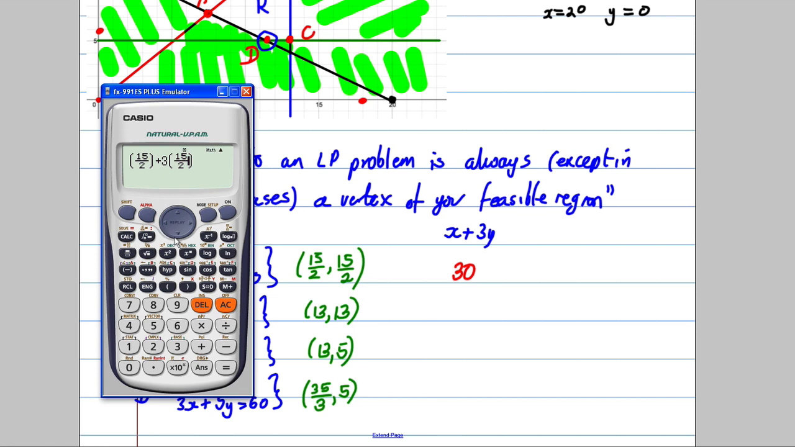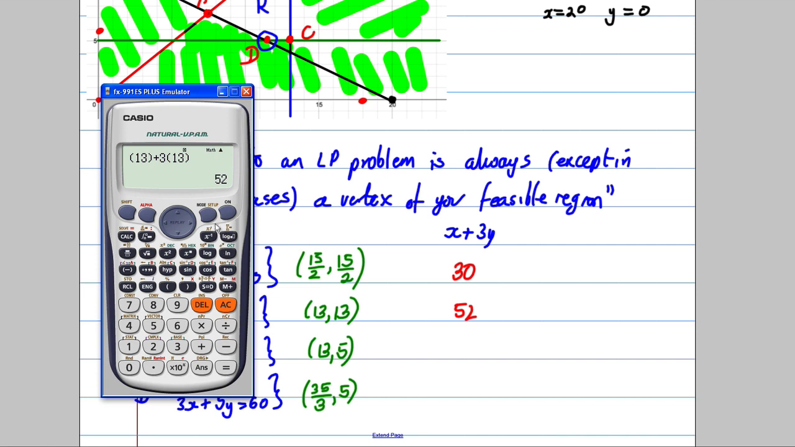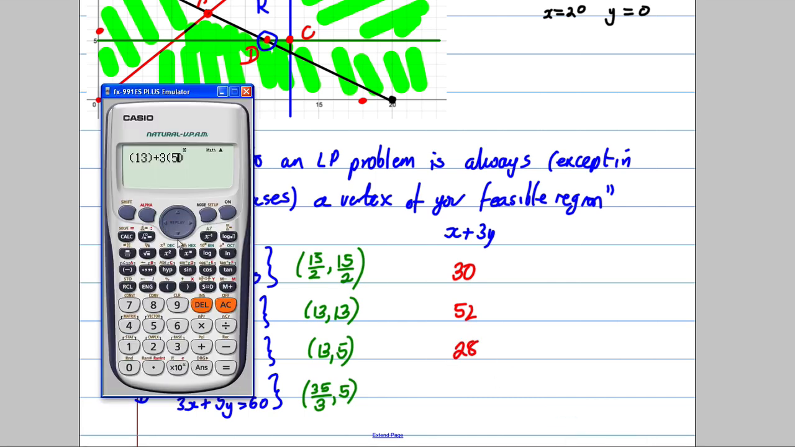The next one I'd go back. I change that to 13. I get 52. I've now changed that to 13 and 5. So I just need to change this one to 5, get 28. And the last one I'll change to 5 again. And what's that? 35 over 3.